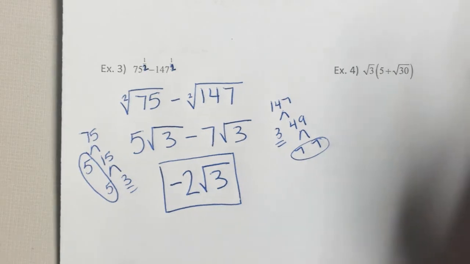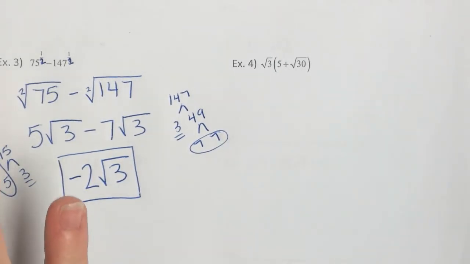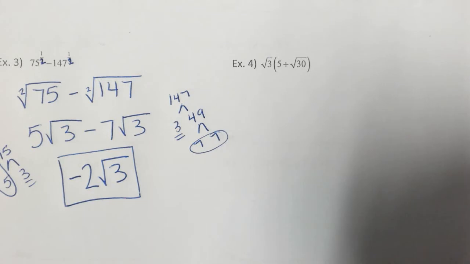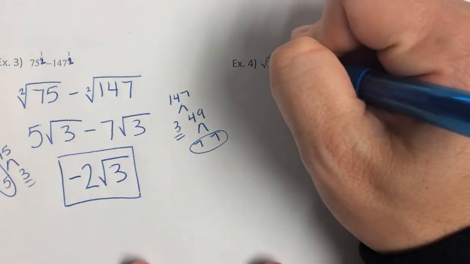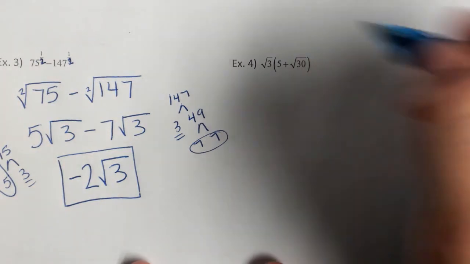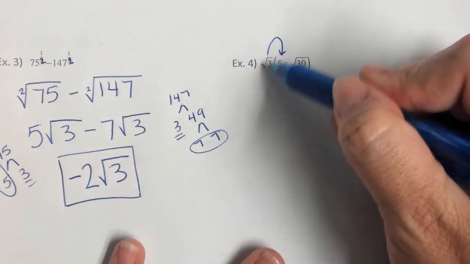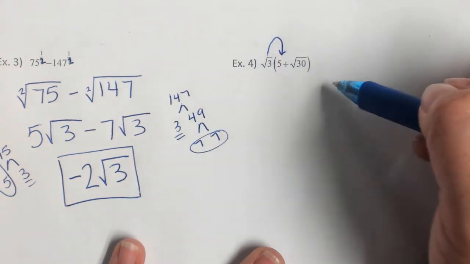Okay, let's look at example 4. Now what are we doing? So that was adding and subtracting. Now we're multiplying. Okay, multiplication's a little different. So what I want you to realize is that when they're both in the house, you can combine them because they're both square roots.